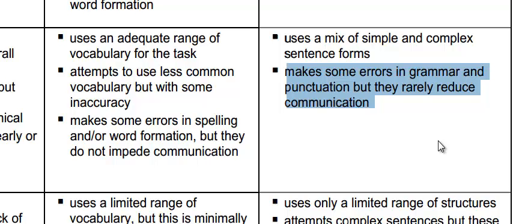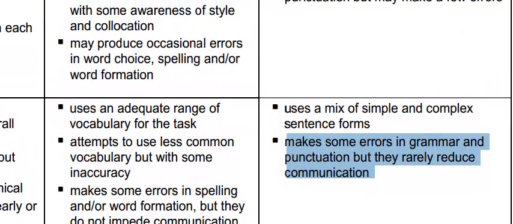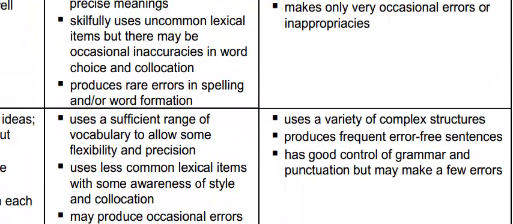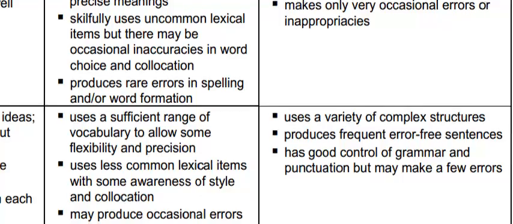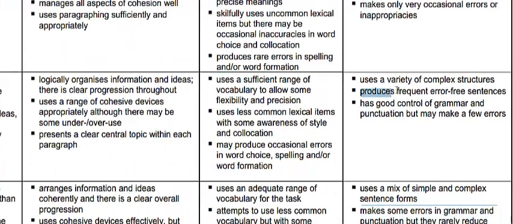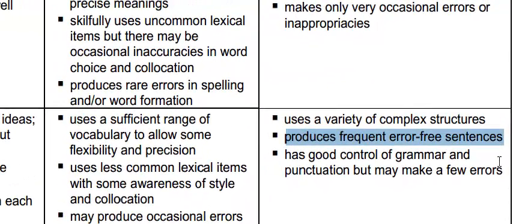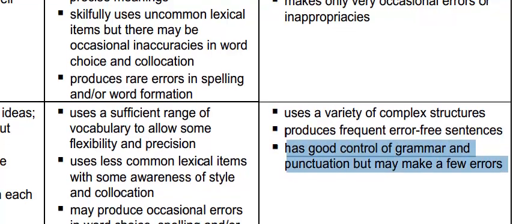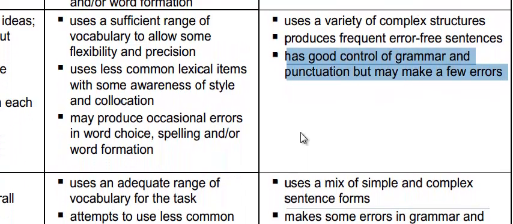Now for Band Score 6, your examiners will not expect you to have that many error-free sentences, whereas if we compare Band Score 6 to Band Score 7, we can see produces frequent error-free sentences. This may be as many as 50% of your sentences are error-free. And this demonstrates that you have a good control of grammar and punctuation and may make only a few errors.